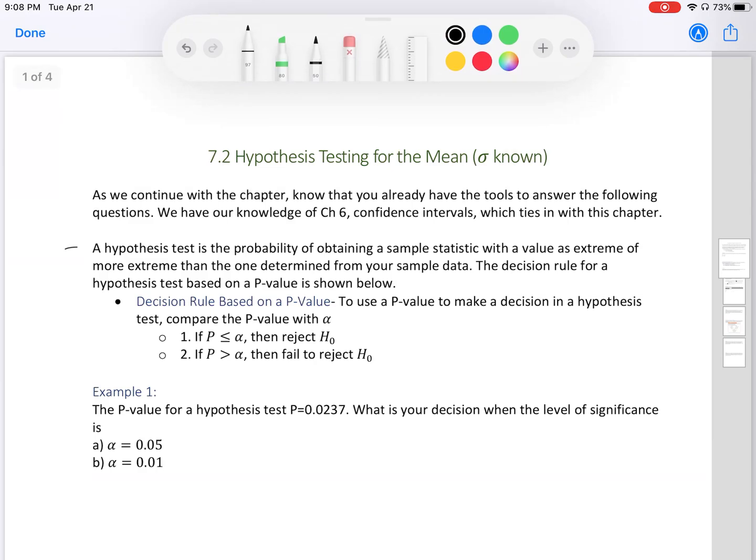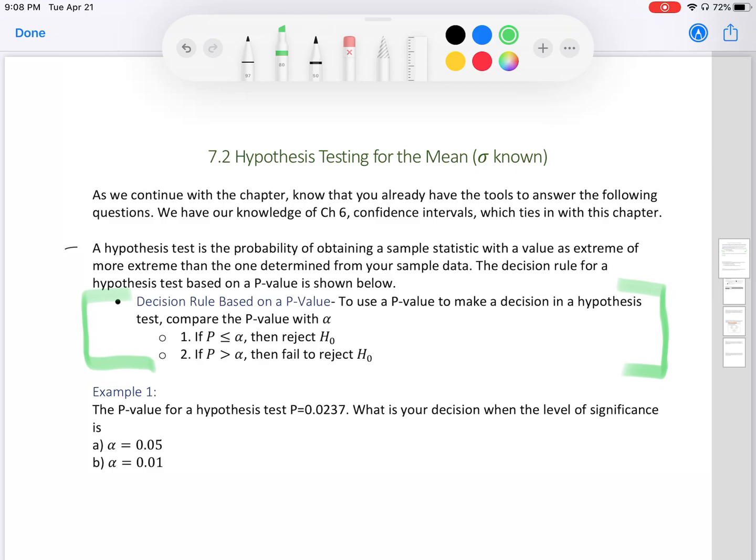A hypothesis test is the probability of obtaining a sample statistic with values as extreme as, or more extreme than, the one determined from your sample data. The decision rule for a hypothesis test based on the p-value is shown below. All right, so this rule right here, it's gold. Make sure you have it on a post-it note handy or just highlight it in your notes.